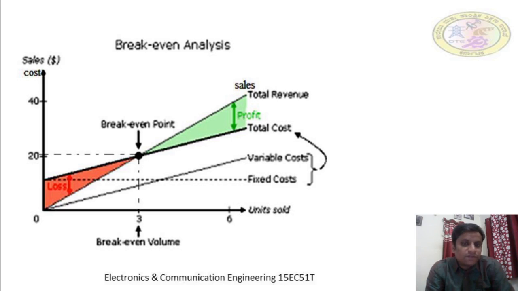So this graph shows fundamentally the difference between fixed cost, variable cost, and profit of a company, loss of a company, and sales revenue of a company.